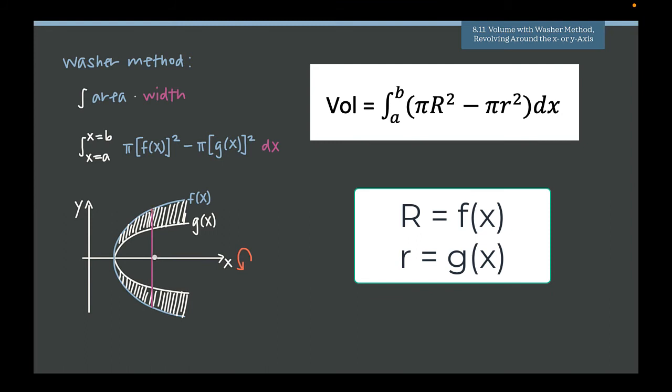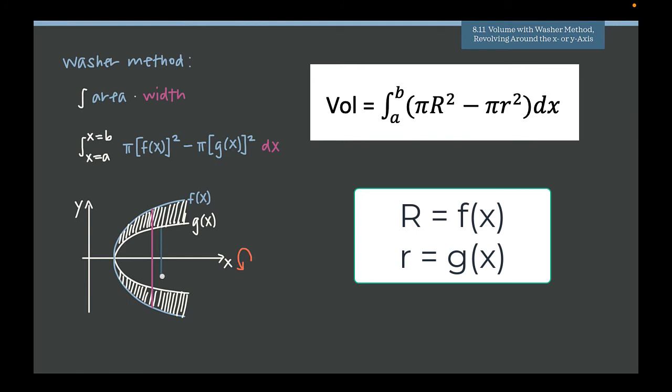So the radius is just f of x, which means that the area of a cross section of f of x is pi times the quantity f of x squared. That's the area of a cross section of f of x. But then we want to subtract out from that the area of a cross section of g of x.